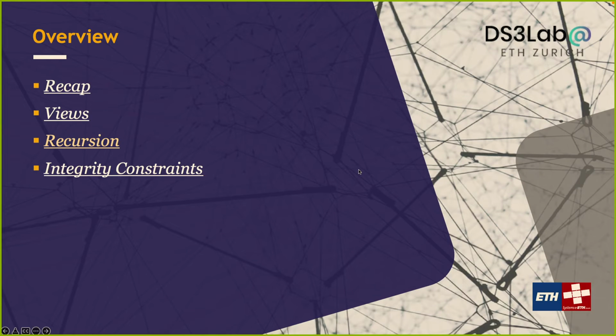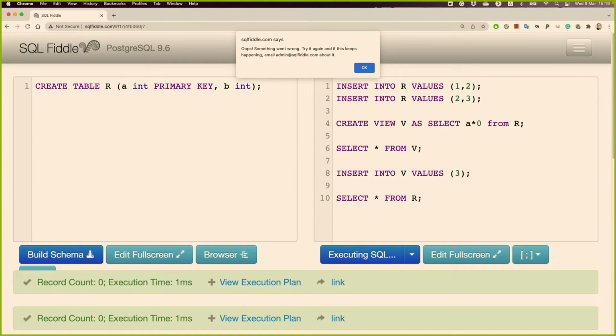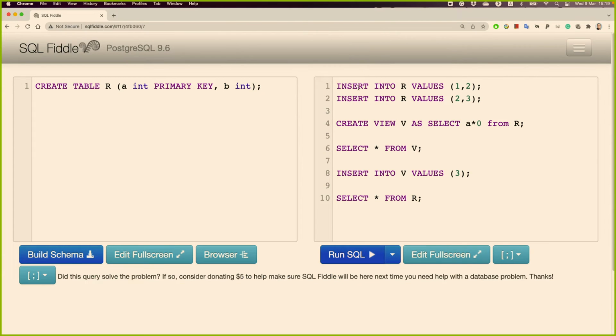Okay. Now that's all about views. Oh, okay. Something went wrong, it says. Yeah, sure, because it's not updatable.